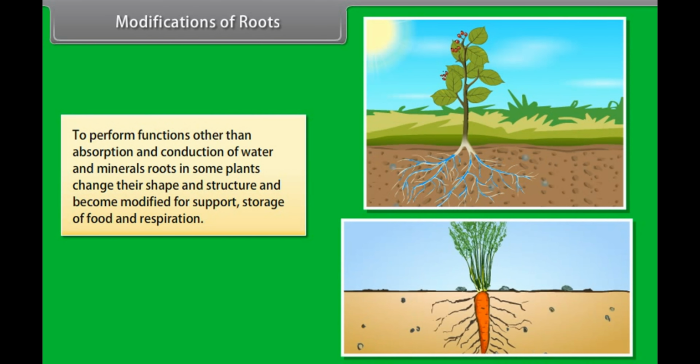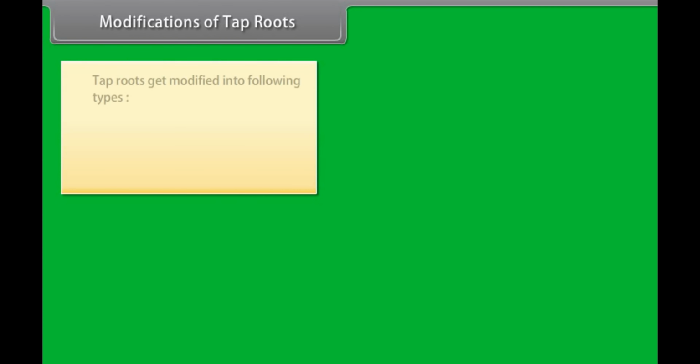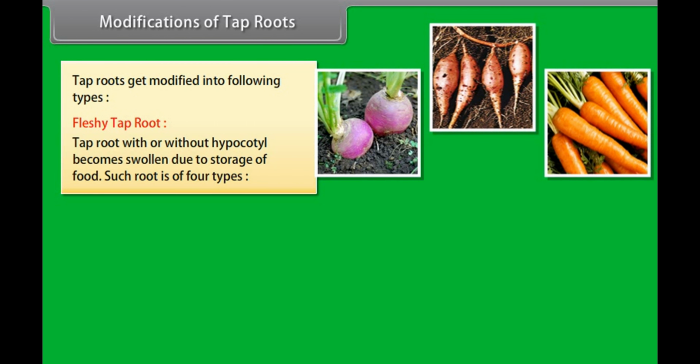Modifications of roots. To perform functions other than absorption and conduction of water and minerals, roots in some plants change their shape and structure and become modified for support, storage of food and respiration. Modifications of tap roots. Tap roots get modified into following types. Fleshy taproot, with or without hypocotyl, becomes swollen due to storage of food. Such root is of 4 types.